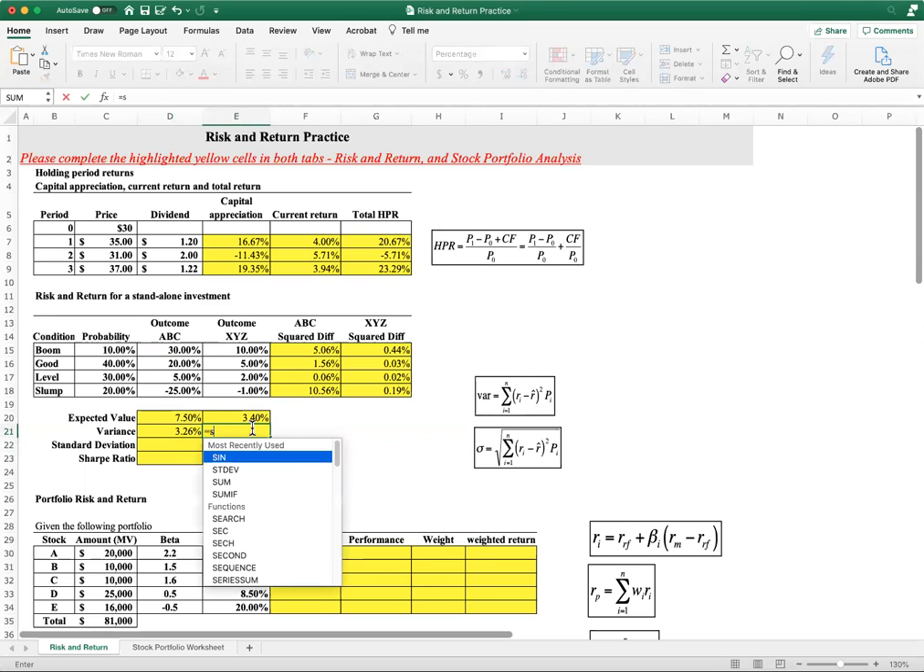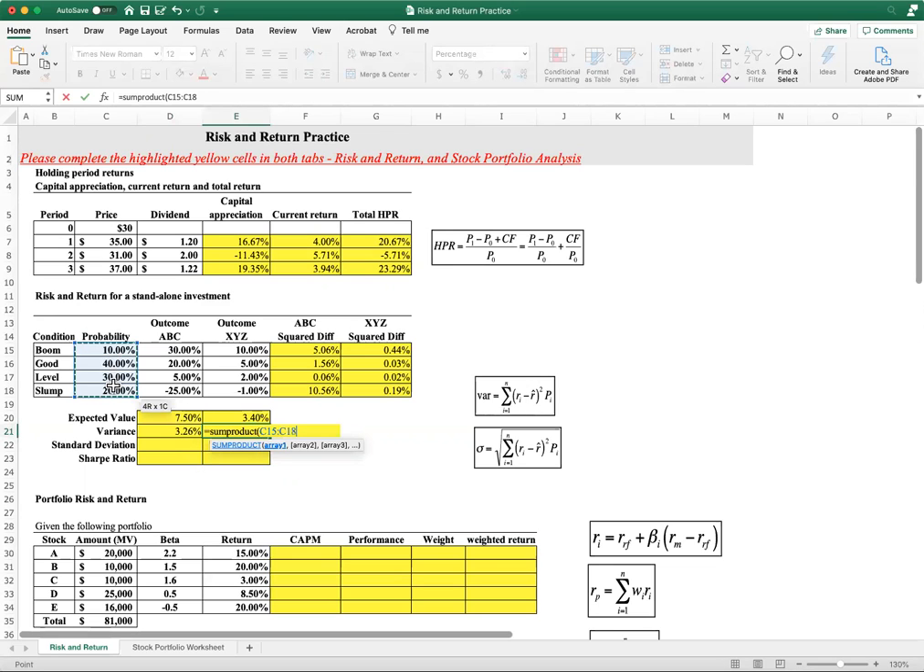And let's do this again, using SUMPRODUCT: calculate the probabilities, and use this to multiply all the squared differences for XYZ. And then Excel will sum it up. That's why the function is called SUMPRODUCT, right? So you see that this variance is much, much smaller. However, that's not the risk we're talking about.